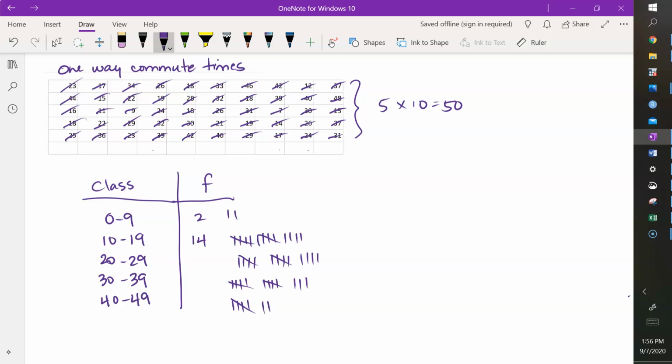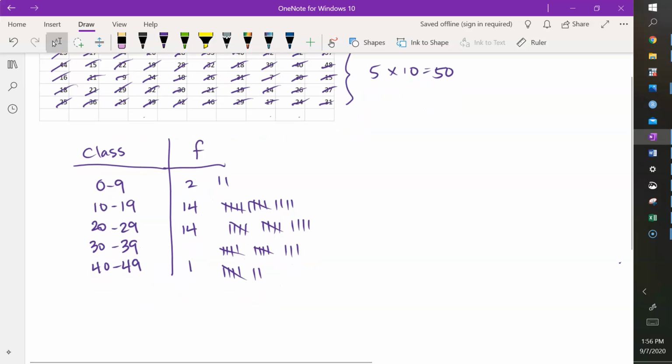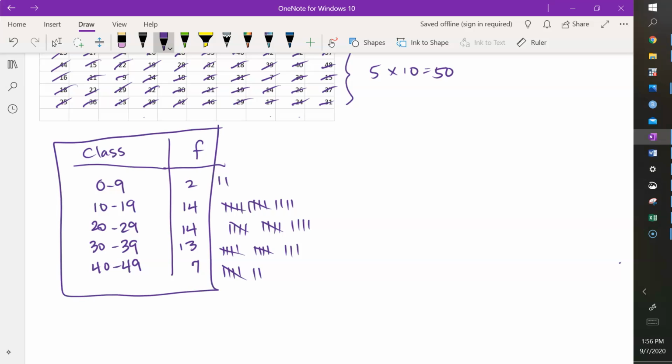We have 14. We have another 14. And we have 13. And we have 7. So this is 20, 30, 34. 34 and 2 is 36 and 14 is 50. So we have all the observations. So this right here is our frequency distribution.